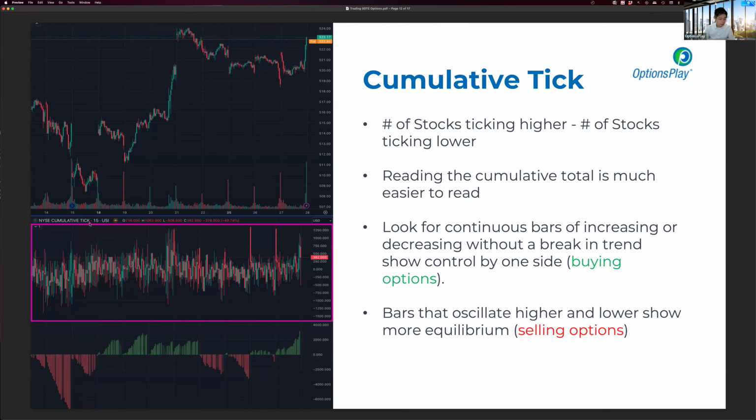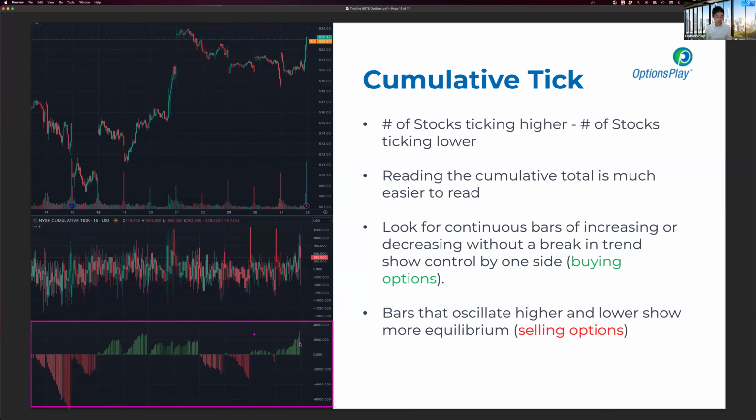It's really just tick. What this here at the bottom is what we call cumulative tick. We're basically taking the values and continuing to add them up throughout the day. So if you have a number of stocks that are ticking higher in this 15-minute period, you add to it. If, let's say, in the next 15 minutes there are more stocks that are down than up, then you subtract from it, and that's how you get this cumulative tick number bar here at the bottom.